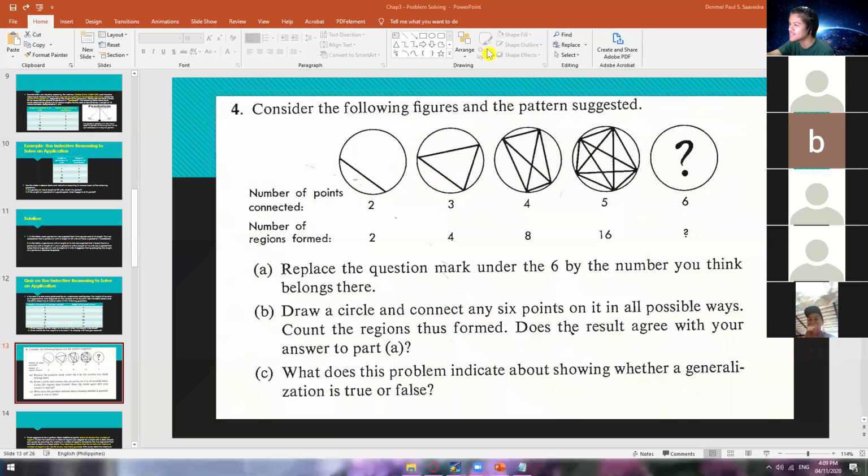So yung mga sumagot ng sobrang bilis, 1 minute, 2 minutes pa lang, yun yung mga gumamit talaga ng inductive reasoning. Okay? Kasi nga, nag-base na siya sa example. And then, sa tingin niya, ito yung mangyayari. So, makikita natin.